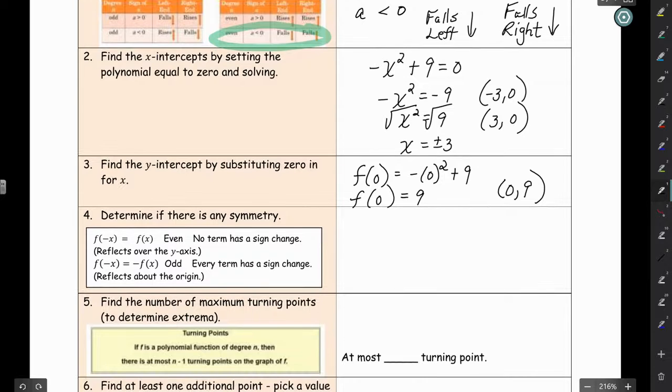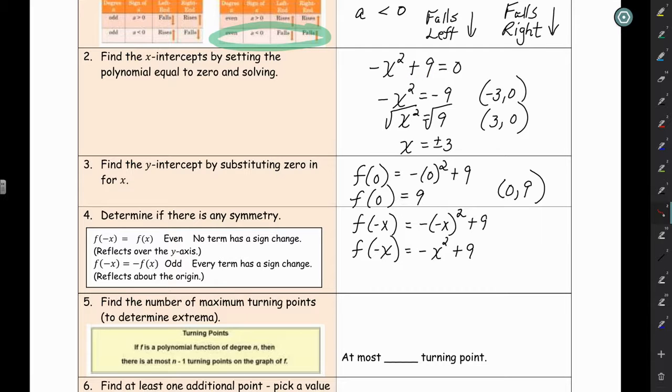Now we're going to determine if there's symmetry, so we're going to substitute -x into the function. Just be really careful here, you have to use parentheses. And if you notice, this time we started out with a negative first term and then the constant was positive. And when we substituted in a -x and we simplified, we still have a negative first term and a positive constant. So none of the terms had a sign change. So we know that we have even symmetry, which means we're going to reflect over the y-axis.